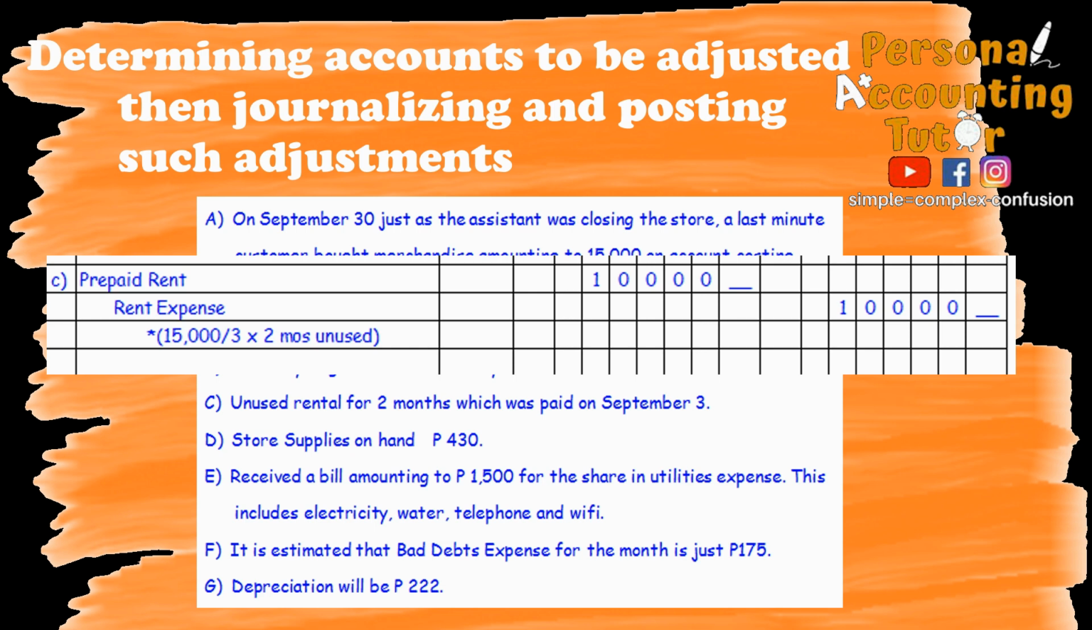Remember again the rule: to increase, follow the normal balance of an account. To decrease, just do the opposite. In case you're still wondering, both prepaid rent and rent expense account have a normal balance of debit.